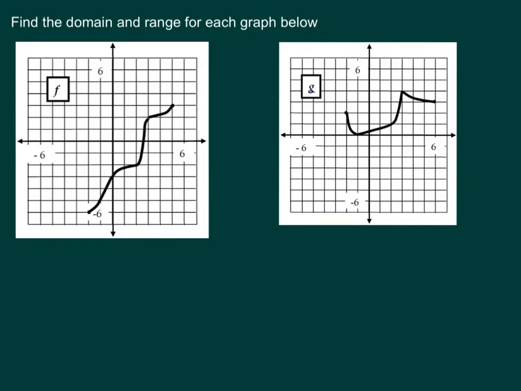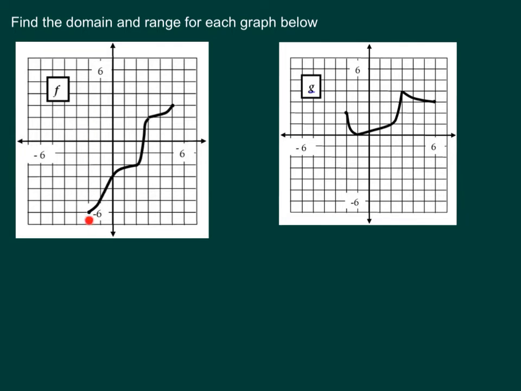Find the domain and range for each graph below. So in this example, you can see that there are two graphs. Over here on the left is function f, and over here on the right is function g. And we're asked to find the domain and range for each.